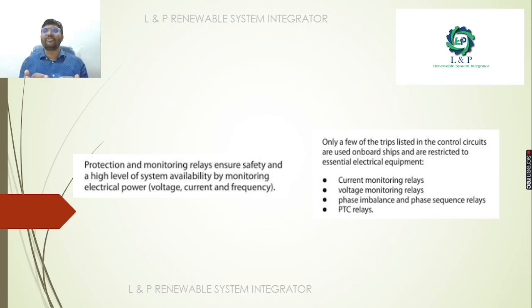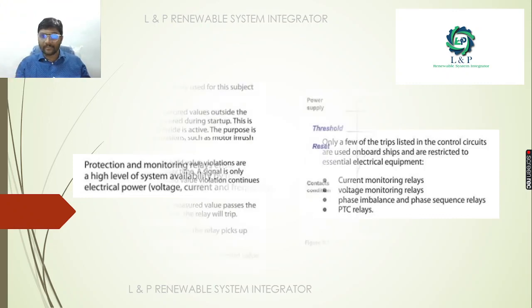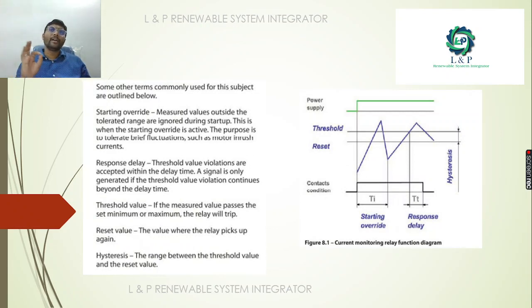It ensures the safety and a high level of system availability by monitoring the electrical power. It can be voltage, current, or frequency, mostly onboard ships, for some of the essential electrical equipment. So we have current monitoring relays, voltage monitoring relays, phase imbalance and phase sequence relays, and PTC relays. These relays will trip in case of any emergency.